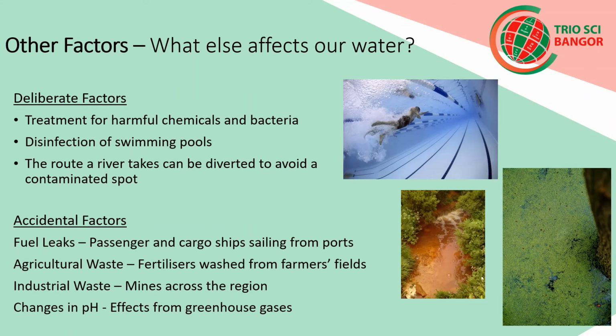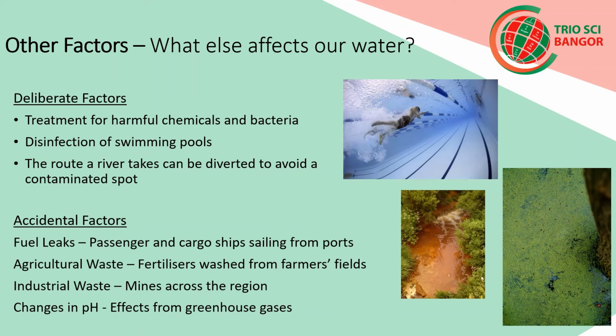It's not just the natural world that affects our water quality though. We as humans have processes that can change the conditions in our waterways. Some of these are done deliberately with good intentions but can have unintended consequences, while others are done accidentally and can be disastrous. Some of these deliberate factors include treating our drinking water to keep it clear of harmful bacteria and chemicals, but the treatment can leave non-harmful chemicals behind.